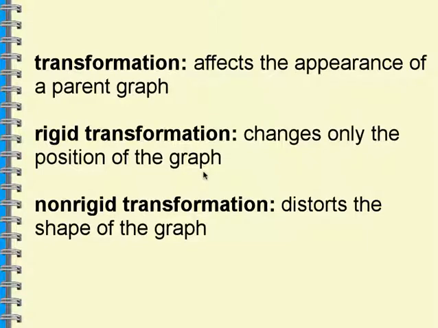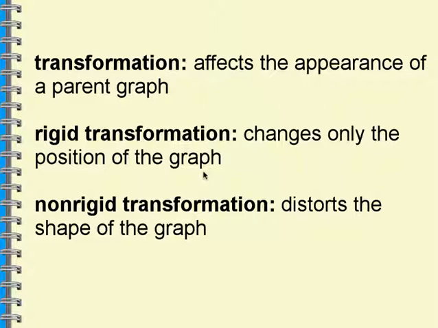of a parent graph. So the parent graphs, if you remember, there were 8 of them, and you need to memorize those. You need to know those 8. And so when it affects the appearance, it could move it up, down, left, or right. That's one way. It could also make it wider, narrower. Okay, and so we have names for those transformations.